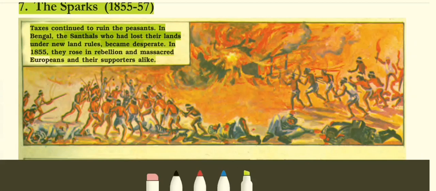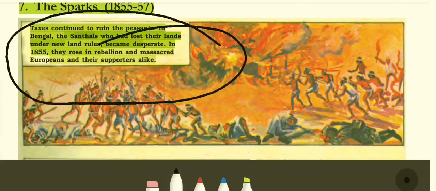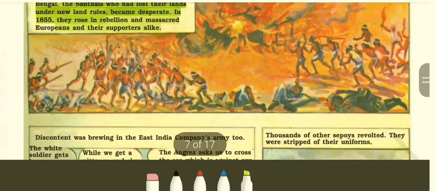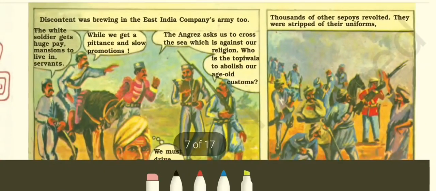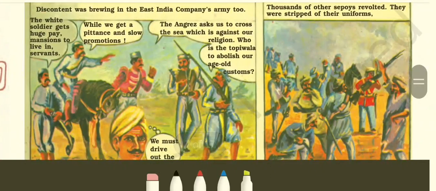Okay, so yeah, it was not bearable any longer for them. Okay, so discontent was brewing in the East India Company's army too. So the East India Company had some Indian army as well. Okay, they were also dissatisfied. Why? Some people were saying, the white soldier gets huge pay, a mansion, a huge place to live, and then they have servants as well. Well, we get a pittance and slow promotion. Indians say we get nothing, very slow promotion.